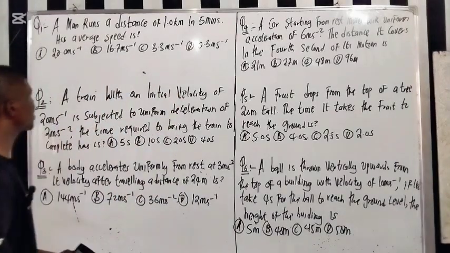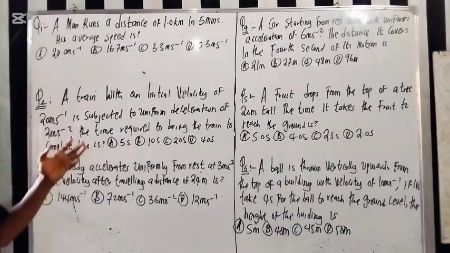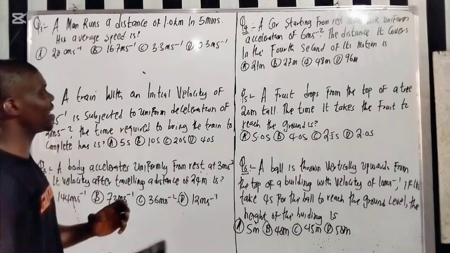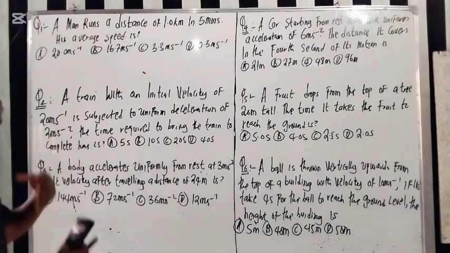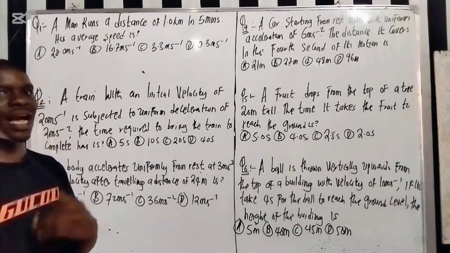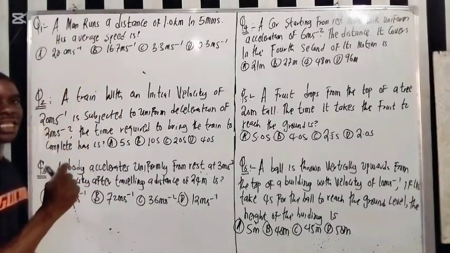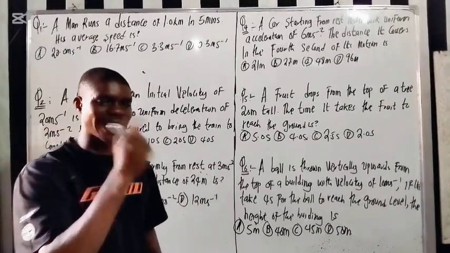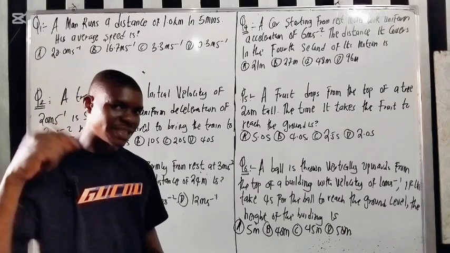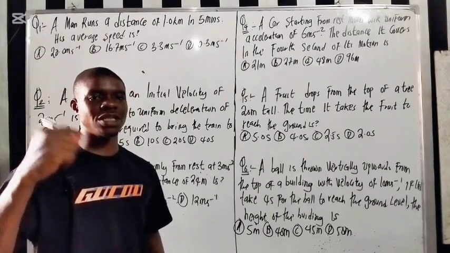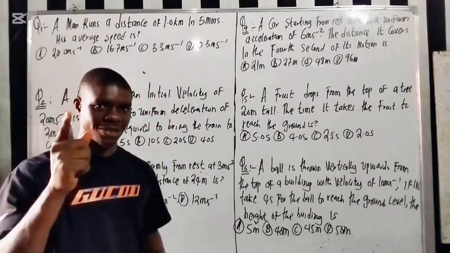So let's cover the first one. A man runs a distance of 10.0 kilometers in 5 minutes. What is the average speed of the man? This one is under kinematics 1. The link will be in the description below, or just say you need the link to this video, and I will send it to you.